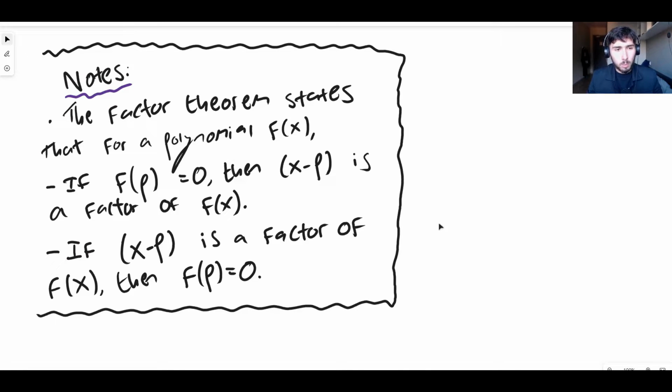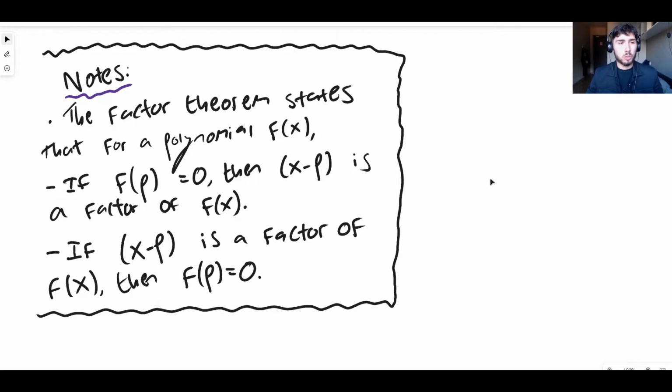For some polynomial, we're going to call it f of x because we don't know what order it is. We don't know if it's a linear function, a quadratic, a cubic, a quartic, a quintic, or anything else. It doesn't matter. So when we let x equal p, where p is some constant, if f of p is 0, then it means that x minus p is a factor of f of x. And it also works the other way around. So if x minus p is a factor of f of x, then f of p must be 0.